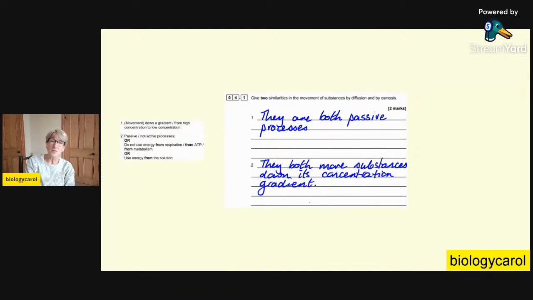So here is what I wrote. Here is the mark scheme. Here is the examiner's guidance. Notice you have got to say down a concentration gradient. You cannot say along it or across it. You either say down the concentration gradient or against the concentration gradient. Those are the terms to use. So, yes, I got mark point 1 here, and I got mark point 2 because I said it was passive.